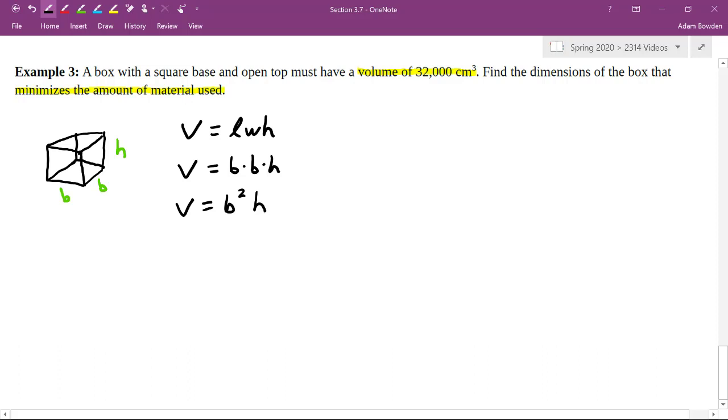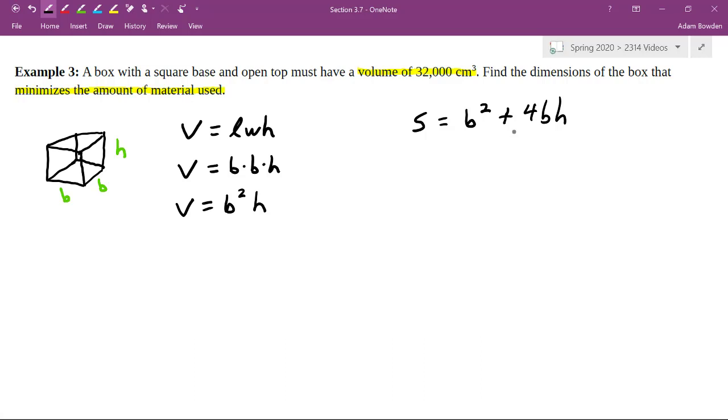So that's volume. Now surface area is going to be made up of b squared, which is the base. Remember, we don't have a top on it, so we only have the base to worry about, plus the surface area of the four sides. Each side has a surface area of bh, and there's four sides, so 4bh would be the surface area of the four sides. So that together added up is the full surface area of the box.